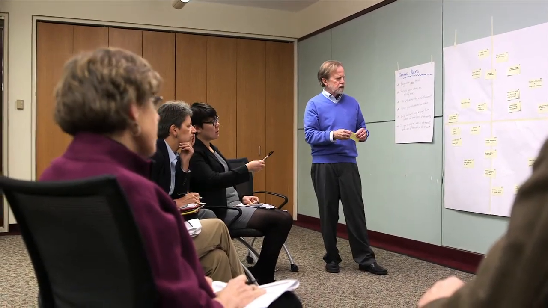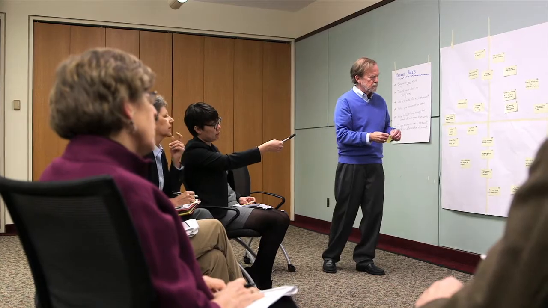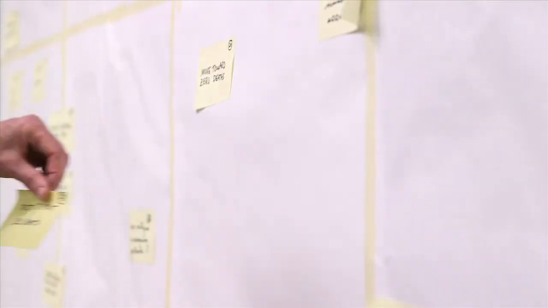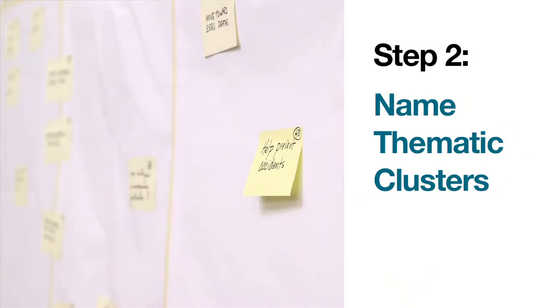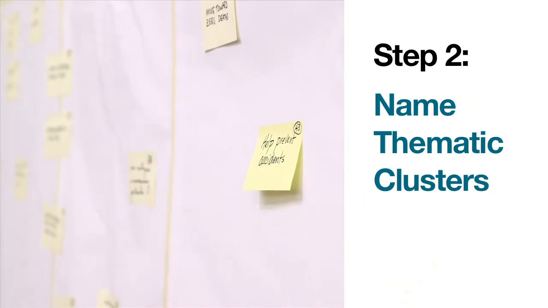Okay, this will be statement 43, help prevent accidents. Where do you think this might go? I think it goes by 24, move towards 0 deaths. Okay, good. The next step will be naming the themes or subject matter that hold a cluster of statements together.